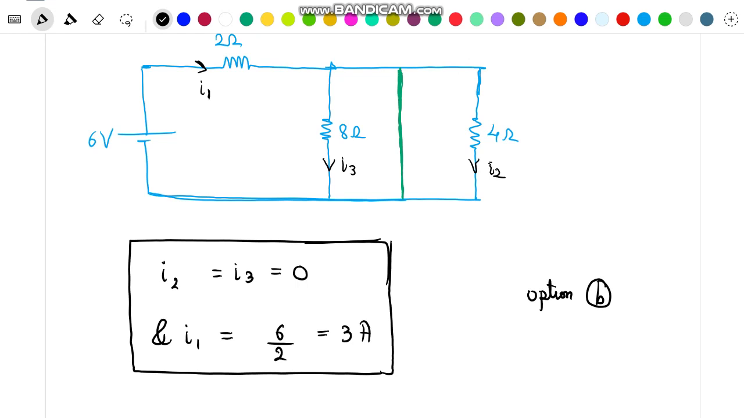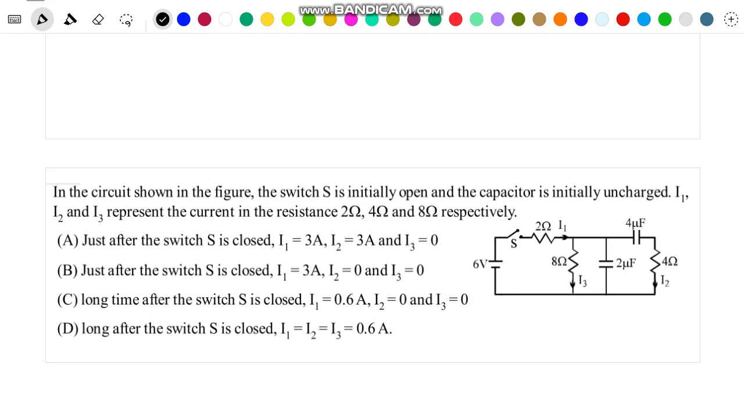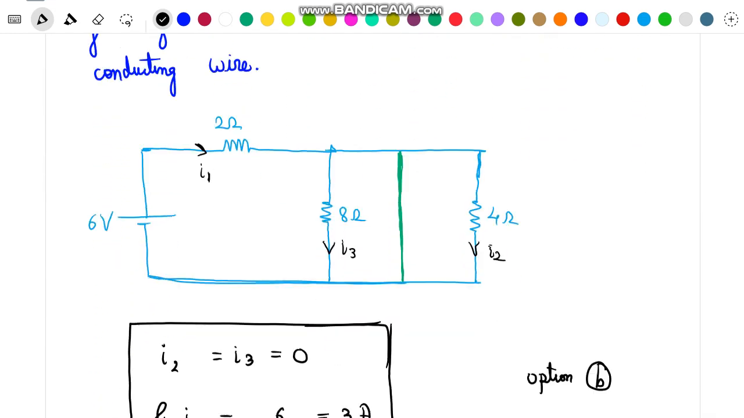Now further we know that after a long time the capacitor will behave as an open circuit. These two capacitors, as you can see over here, the 2 microfarad and 4 microfarad capacitor, will behave as an open circuit. So if they start behaving as an open circuit, the current I2, that is the current in 4 ohm, will be 0.